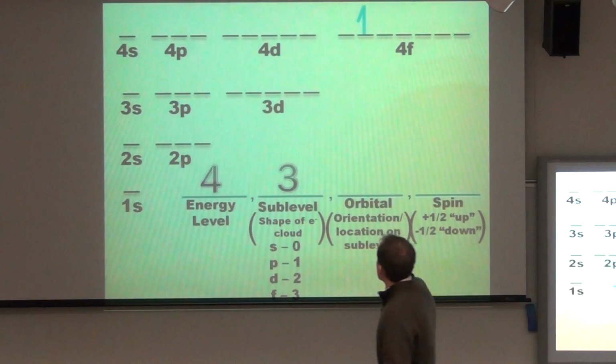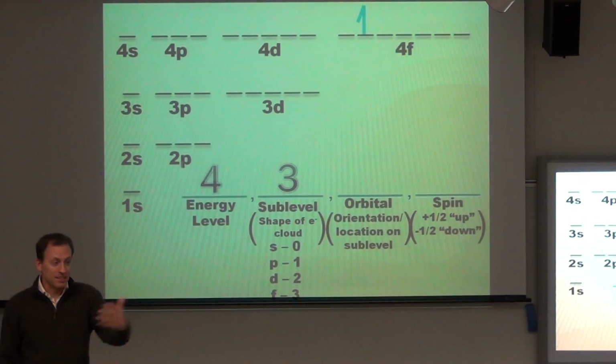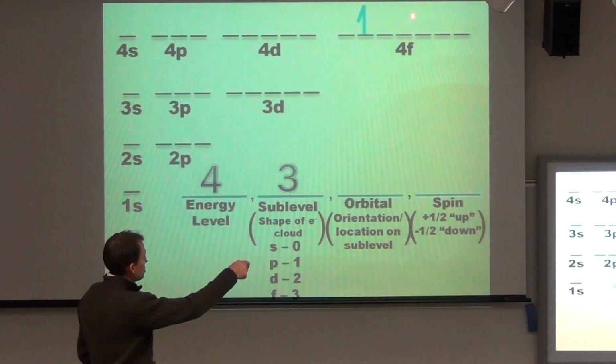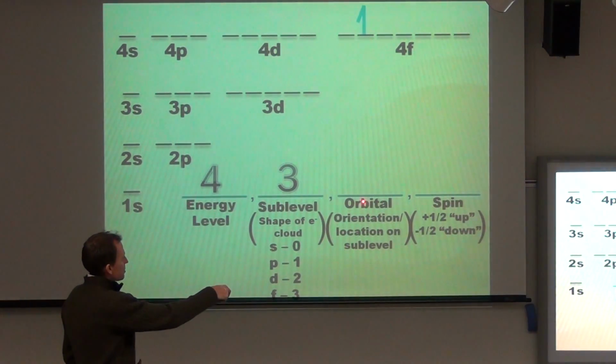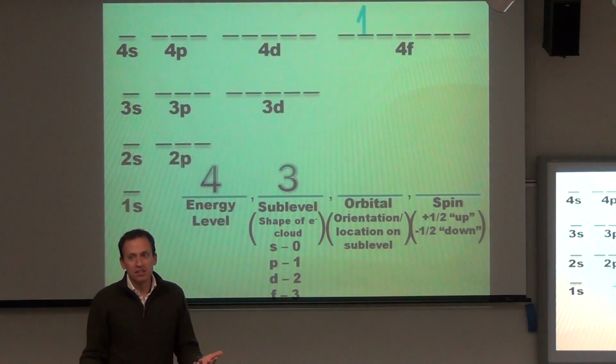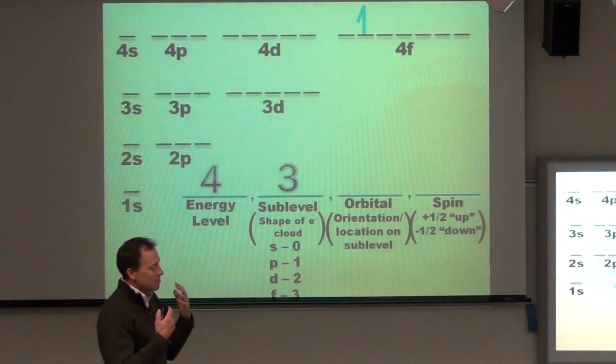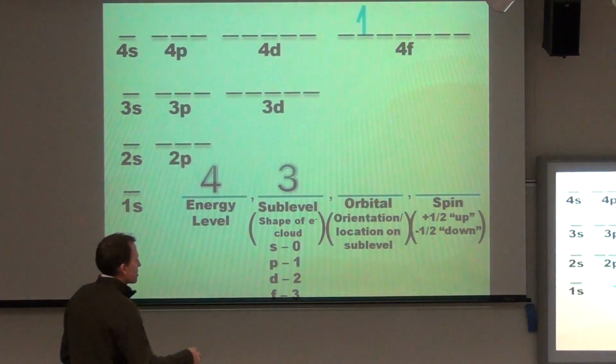All right, now I'm here. The panda went in the building. Now you have to tell him he was on the top floor. You have to tell him which orbital. That's what this means, orbital. Well, you can't say second from the middle, you have to use a number. So what they have really makes a lot of sense. It says orientation or location on the sublevel.